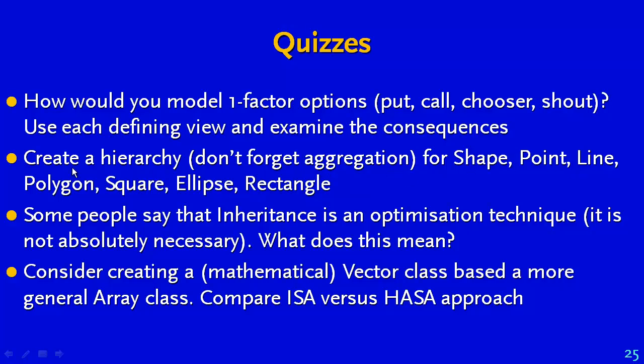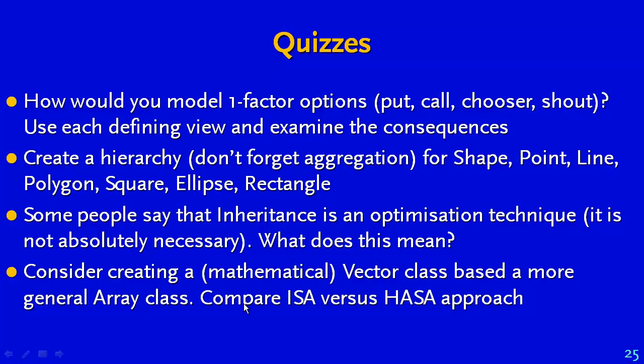Shapes, points, lines, polygons, squares, ellipses. How do you do it? Is an ellipse a special kind of circle, or is a circle a special kind of ellipse? I don't know. Or is it neither? Would you use aggregation instead of inheritance? Some people say that inheritance is an optimization technique, in the sense it's not absolutely necessary. What do you mean?